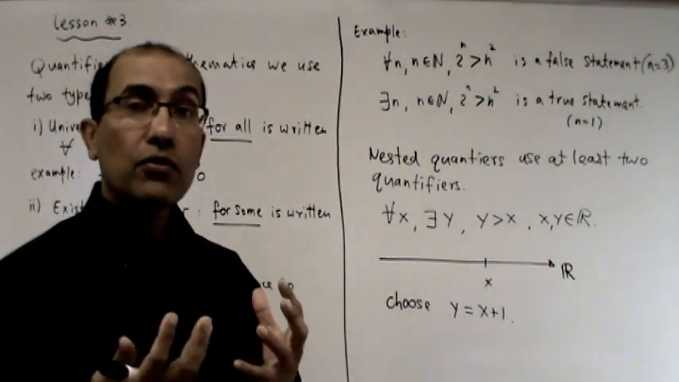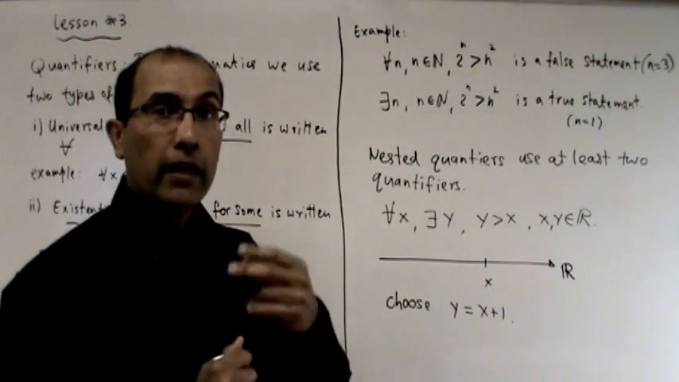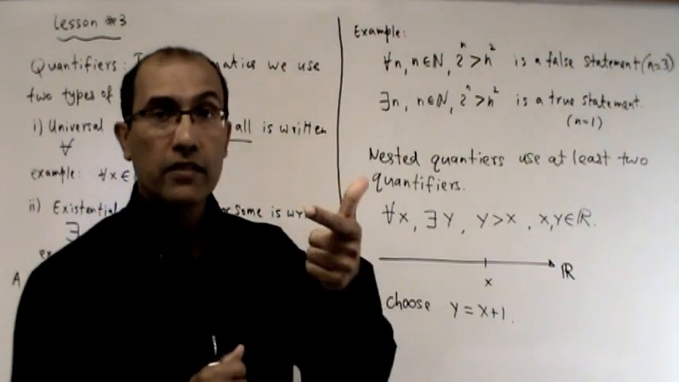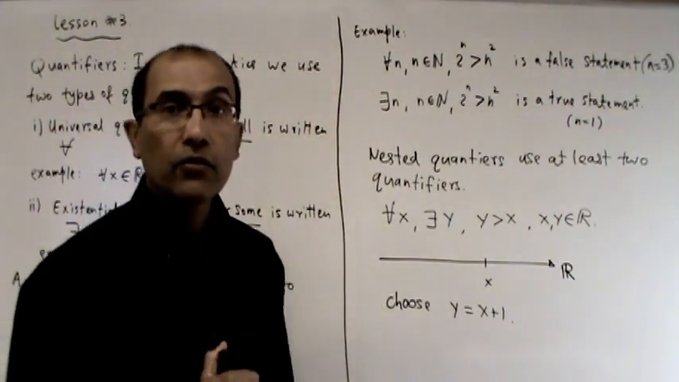So we are going to use these quantifiers. There are only two, for all or for some. So we will see how to use them again.